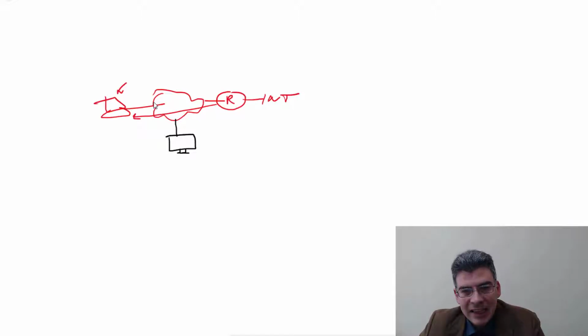IPv6 allows the automatic obtaining of IP addresses and network information without having to touch anything. You just plug it in. It's truly plug and play. And that's one of the major advances of IPv6, and we'll see how that works.